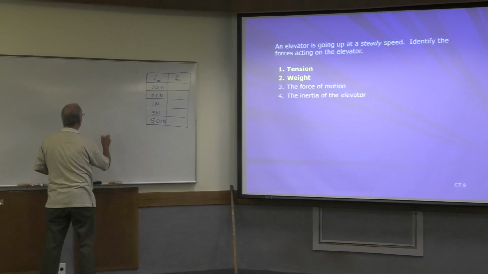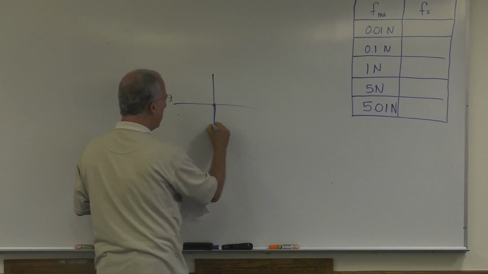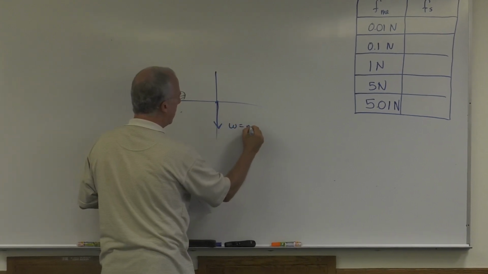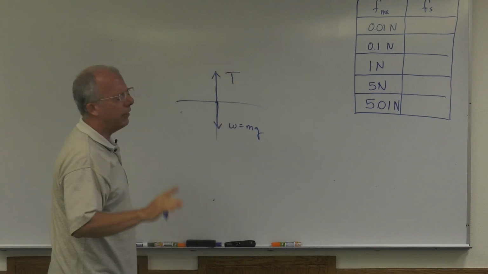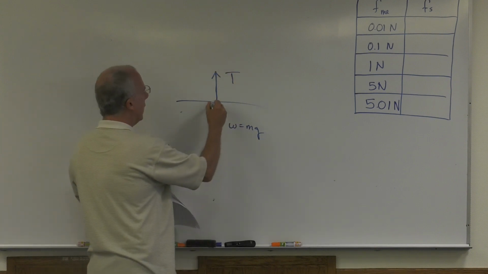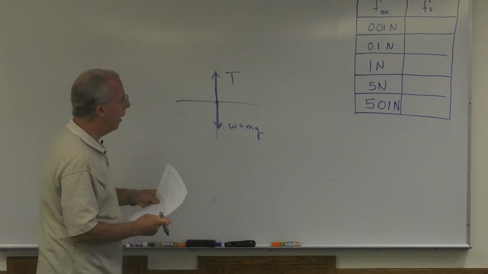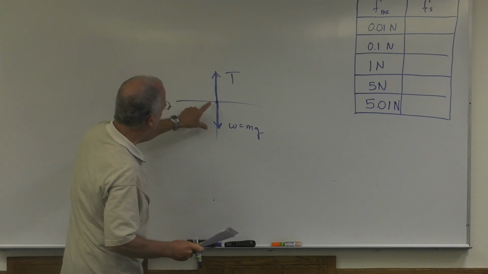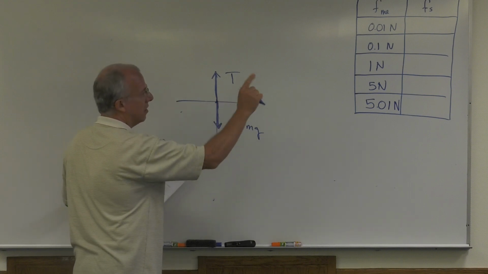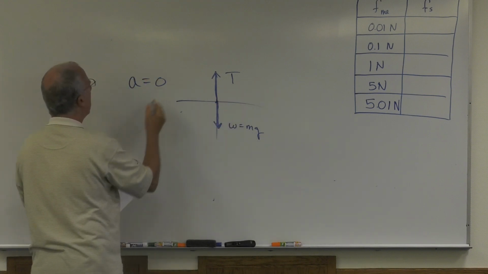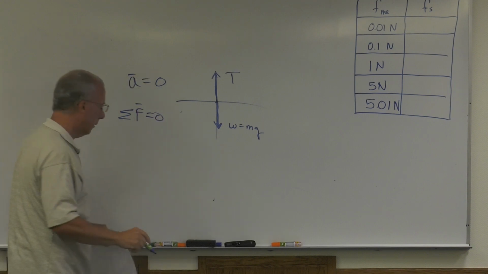So if we were to draw the force diagram, here's the elevator. Here's the weight. If you want, you can say mg. And then tension, uppercase T. And if it's steady speed, that means this magnitude has to be the same as that magnitude. So if I were really careful, I would make this length equal to that length. That's pretty close, right? Because steady speed means a equals 0, so that means the sum of the forces equals 0.